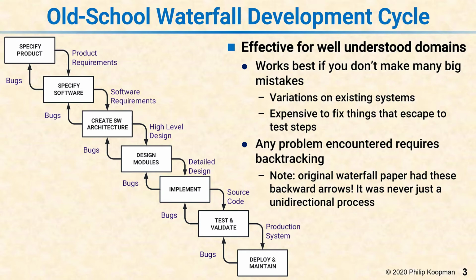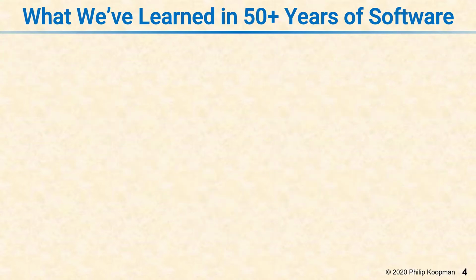There's a myth out there that waterfall means you can never go back, but in fact, the original waterfall paper had these backward arrows for bugs. So it's not that you're not able to make changes, it's simply that going back to make changes is pretty expensive. In the 50 years or so since waterfall processes were the cutting edge of technology, we've learned an awful lot. Here's a summary of some of the lessons.